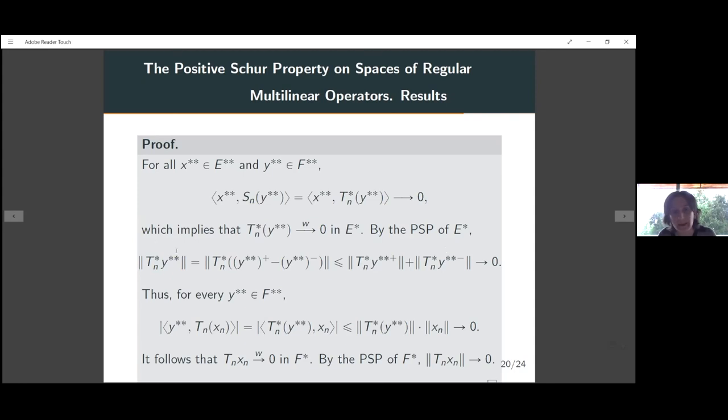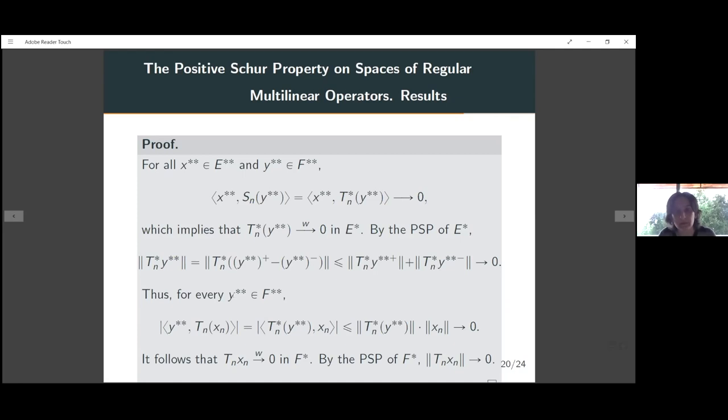Well, we go back to this arbitrary element of the double dual of the Banach lattice F, and we put here the representation of this vector y double star as a difference of its positive and negative parts, and then we use the triangle inequality to get that this goes to zero. Then we have that Tn adjoint on an arbitrary element of the double dual of F in norm goes to zero. But we used here the PSP property of the dual of E.